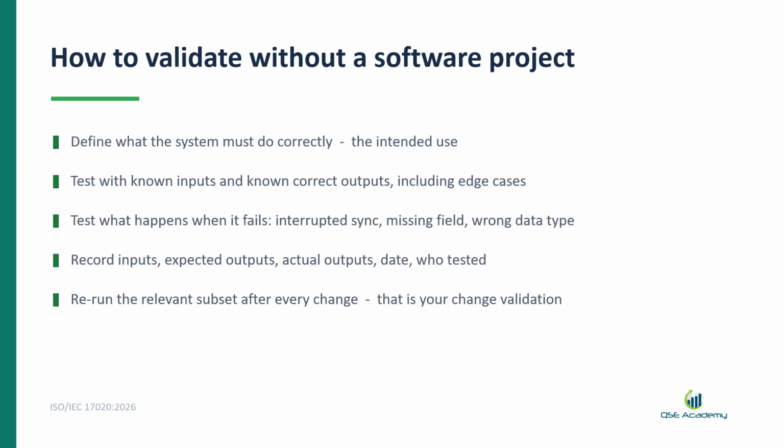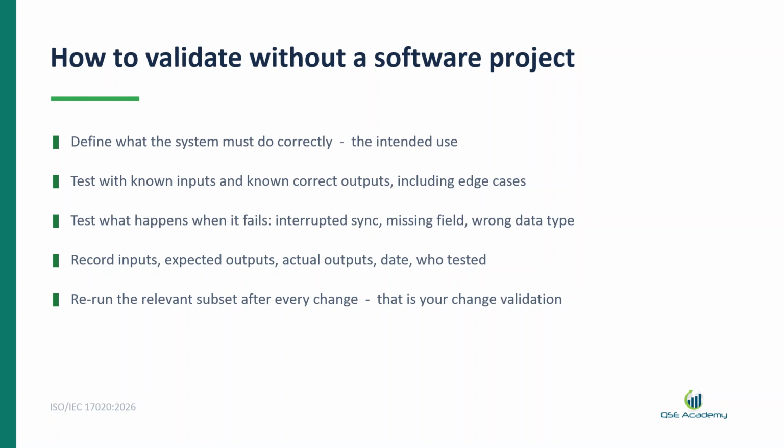So how do you actually do this without turning it into a 6-month project? 5 steps. 1. Define what the system must do correctly. That is your intended use statement, and it is usually half a page. It must record these fields, perform these calculations, produce a report containing the items in clause 7.6.2. 2. Test it with known inputs where you already know the correct output. Include the edge cases, the values at the limits, and the ones that should be rejected.